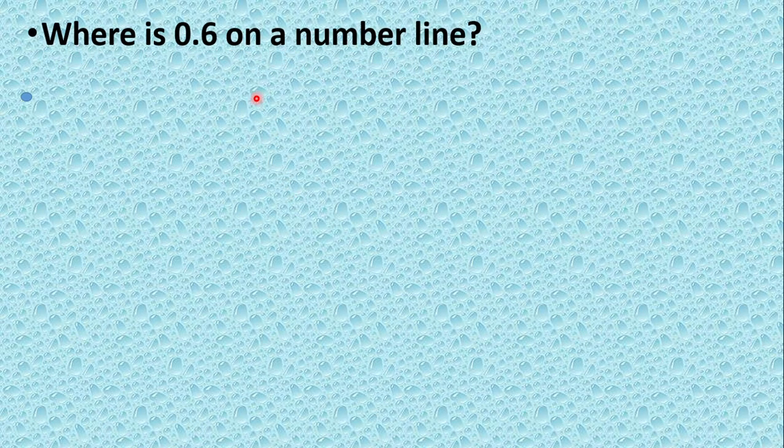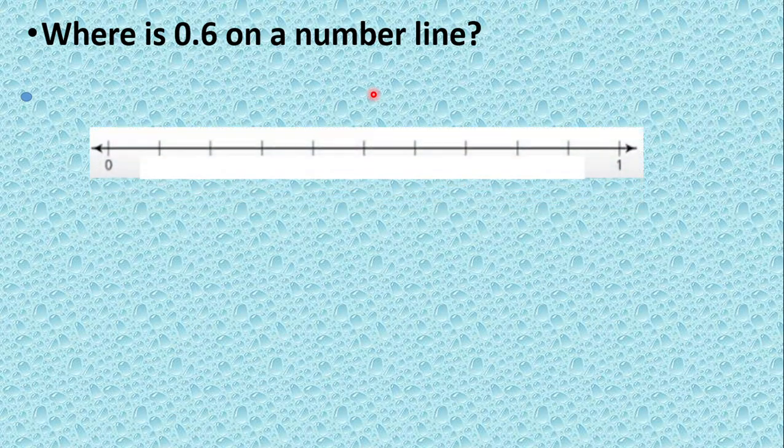How do we represent 0.6 on a number line? To determine a place on a number line, you have to find the distance from 0 to the number. You start at 0 and count the spaces till you reach the number. So 0 to 1 will be 1/10, 2/10, 3/10, 4/10, 5/10, and finally 6/10. That's 0.6.